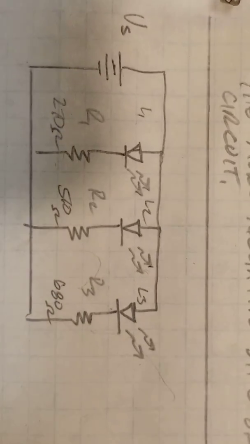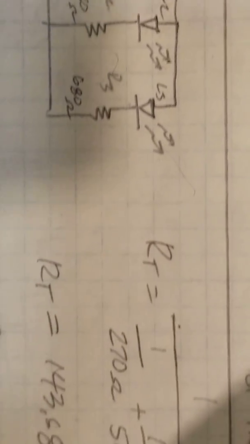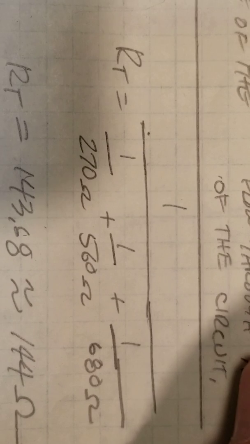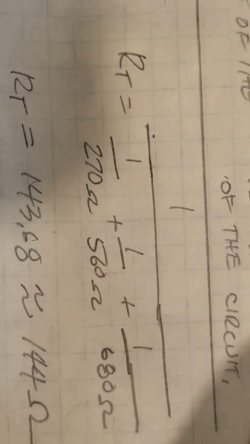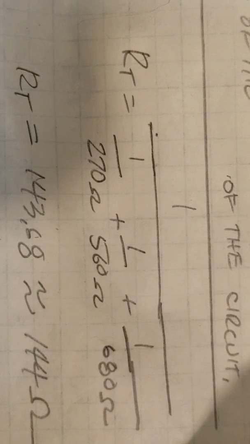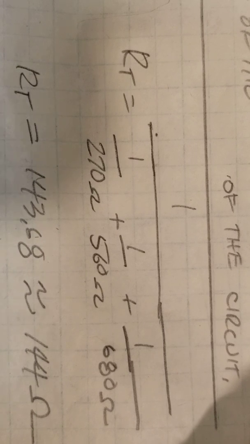What I would do is use the reciprocal formula to figure out what my total resistance is. And this is the formula we use right here. We're just basically using 1 over 270 plus 1 over 560 plus 1 over 680. And the sum of those added up will be reciprocated, and we should come up to about 144 ohms.